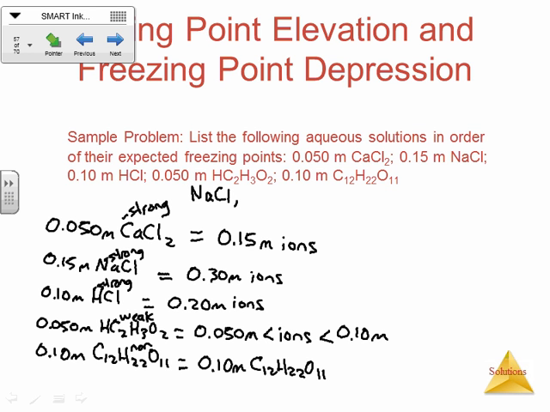So then after the NaCl, what's the next lowest freezing point? The HCl. And then CaCl2. And then sugar, right? And then the last one would be the acetic acid, okay? Okay, does that make sense? You kind of have to be careful with that.